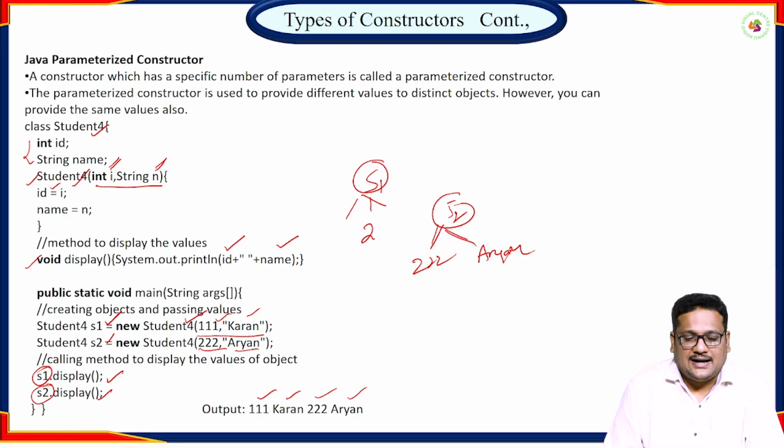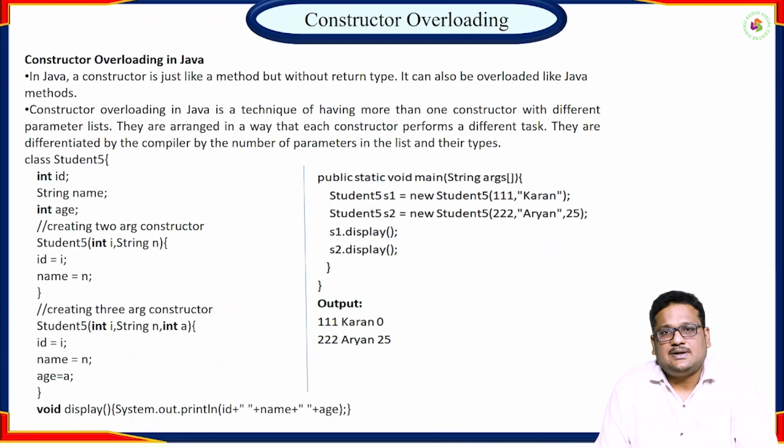So this is called parameterized constructor. Here we have two kinds of parameters. The first one is I, an integer parameter. The second one is n, a string parameter. So parameters are there inside of a constructor. This is called parameterized constructor. And like method overloading, constructor overloading is also possible in Java.